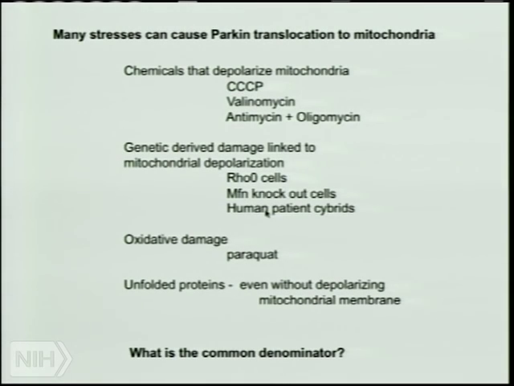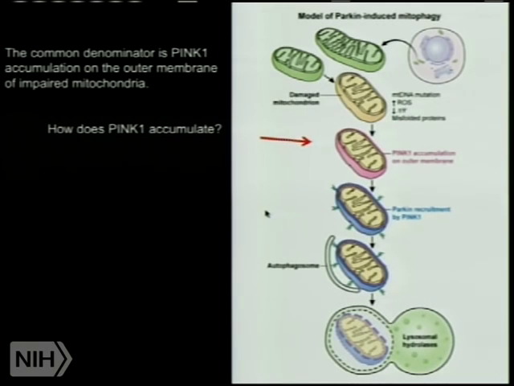And so now a lot of papers have come out since then. A lot of different uncouplers have been shown to cause Parkin translocation. A lot of genetic models. I just showed you MFN knockout cells, paraquat I mentioned. But even unfolded proteins without any uncoupling of the mitochondrial membrane can cause Parkin translocation. So what do these have in common? What's the common denominator? The common denominator is PINK1 accumulation on the outer mitochondrial membrane. So how would that work?